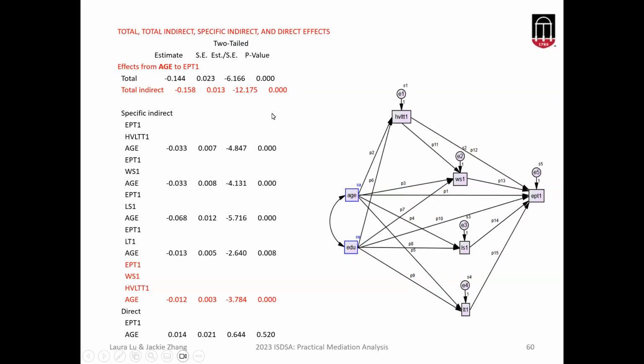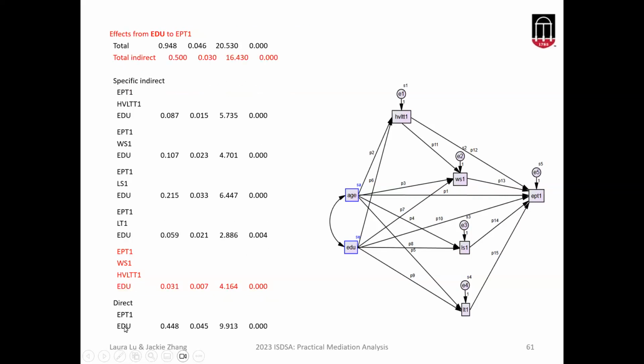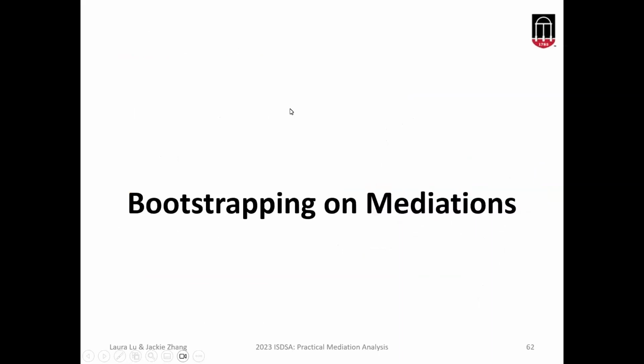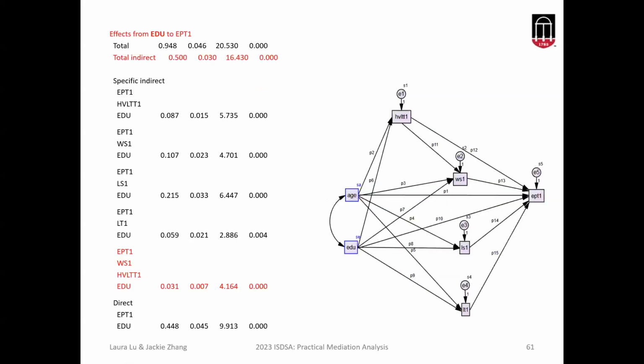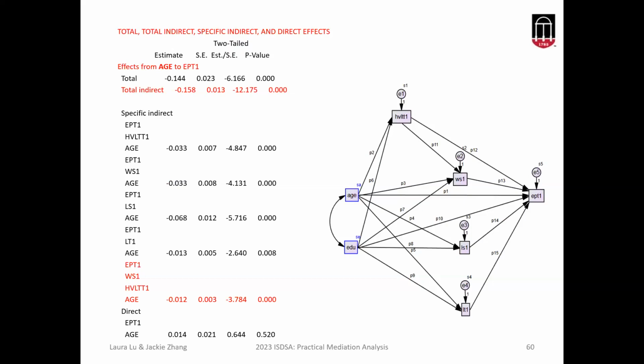But for this part, the direct effect from EDU to EPT is significant. This path P10 is significant. So this is a partial mediation. I think we have already covered the 2 examples. I hope that each of you has some sense of the mediation. It's quite simple, right? So we can use either R or Mplus to conduct the mediation test.